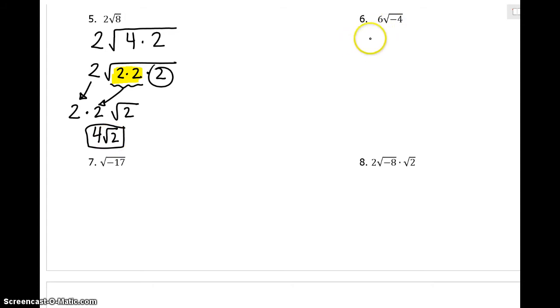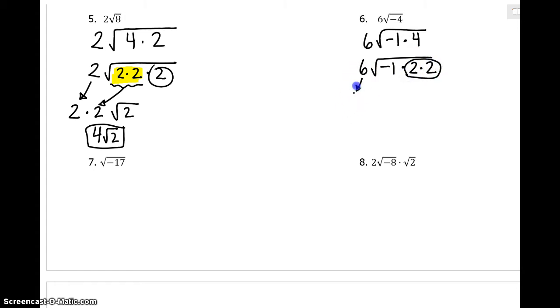Let's look at this one. We have a 6 on the outside, so let's keep it there. We have square root of -4, and I'm going to break this down to -1 times 4. Now, I also know this is a 6. I'm going to drag the -1 down because I can't break it down anymore, but the 4 can be broken down to 2 times 2. Here's a pair, yes, so we're going to take that out as well.